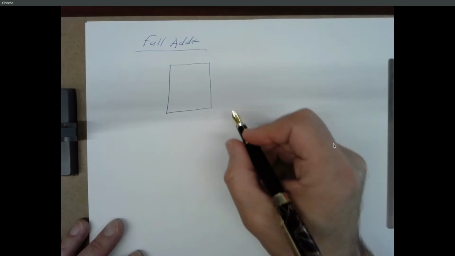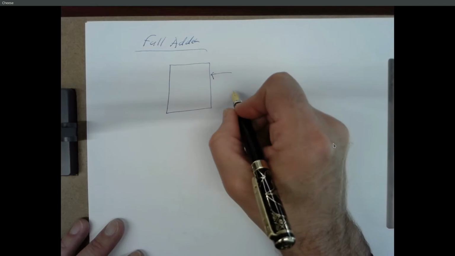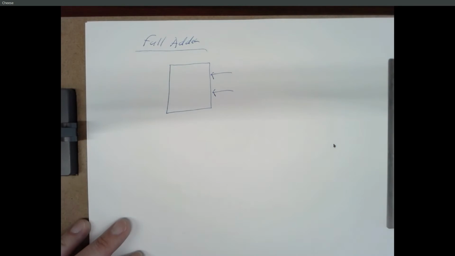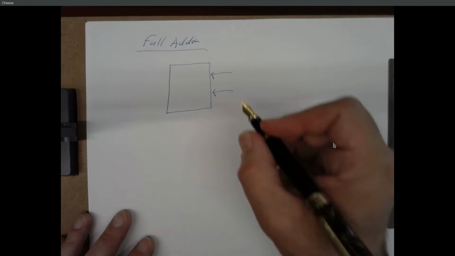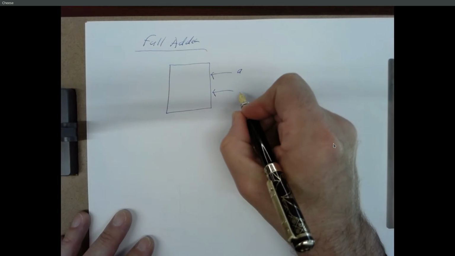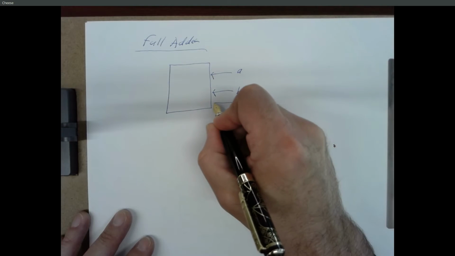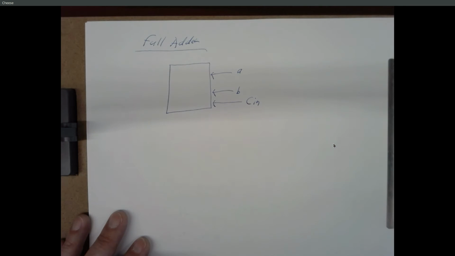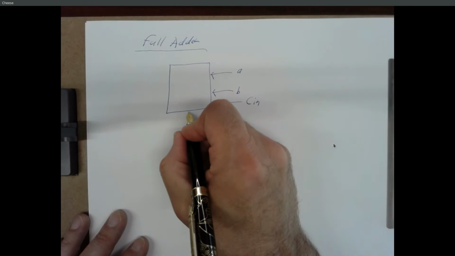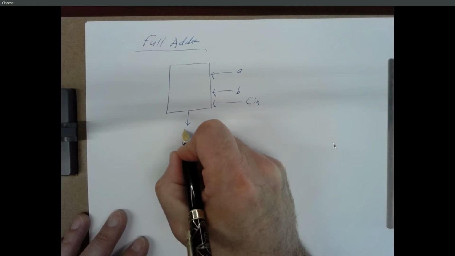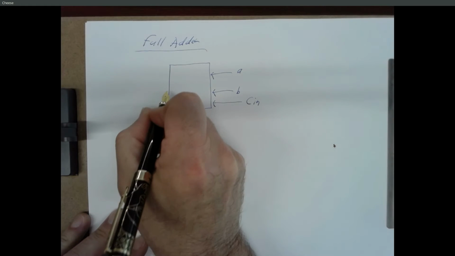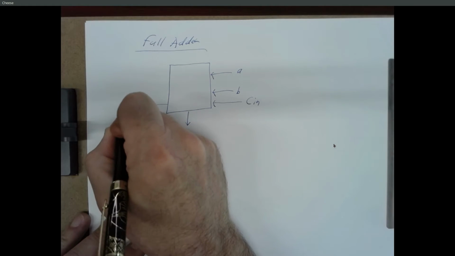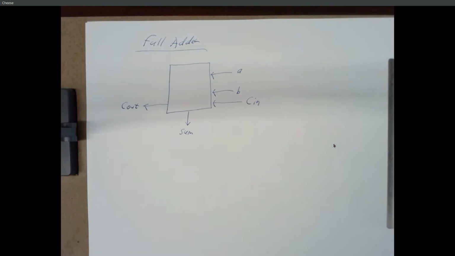So here's what a full adder looks like. I'm going to draw a system diagram, and I'm going to put my inputs on the right. So I'm going to have an input A and an input B. And I'm also going to have an incoming carry. And I'm going to produce 2 outputs. I'm going to produce a sum, and I'm going to produce an outgoing carry.